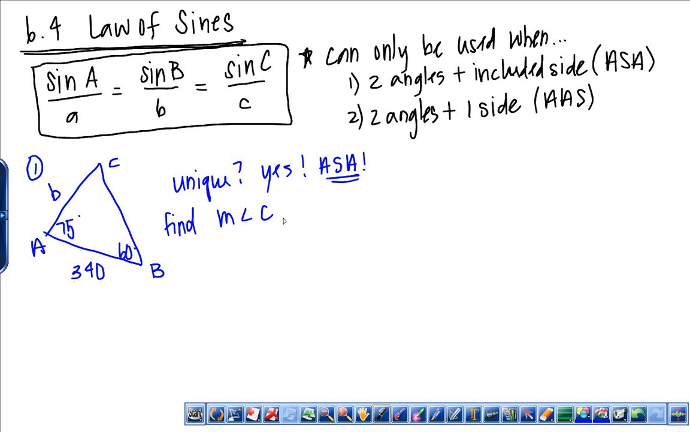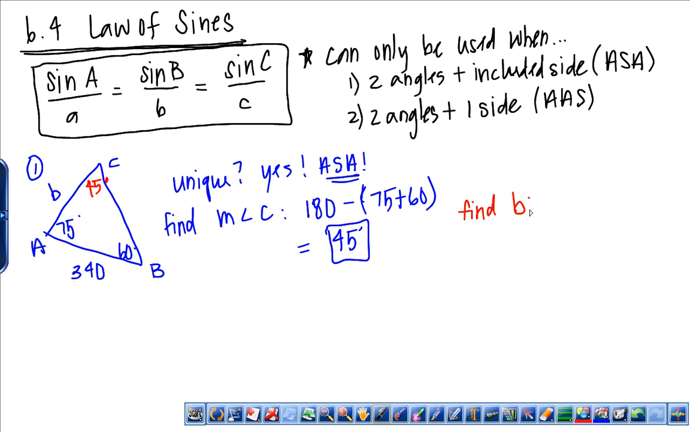And this is really easy to do. To find the measure of angle C, I can just go ahead and do 180 minus 75 and 60. So go ahead and combine those two, and the measure of angle C would be 45 degrees. I can go ahead and find side b. So I'm going to go ahead and pick this side right here, and you can pick any other side, but since I've got side c, I'm going to have to use this.